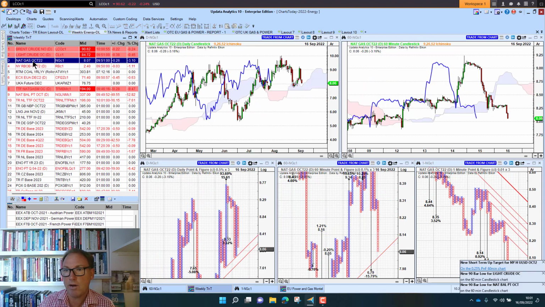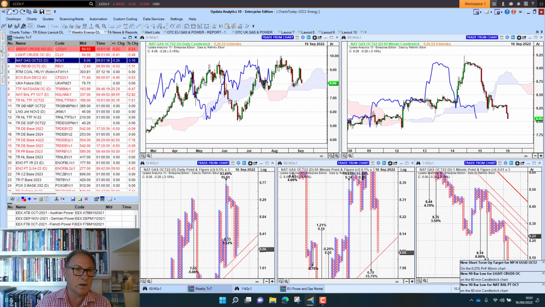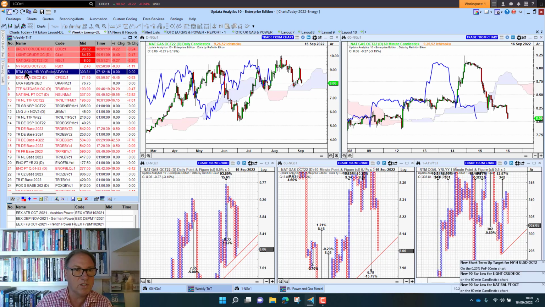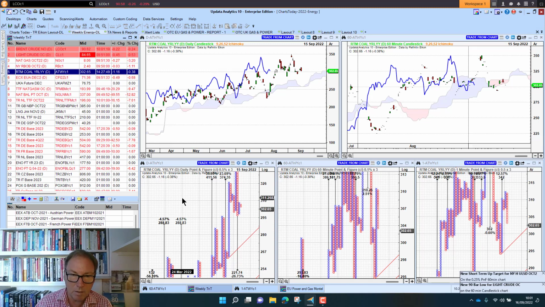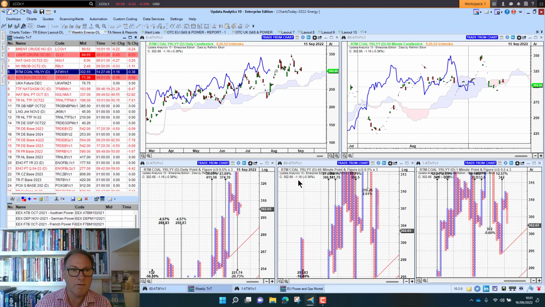US nat gas now off 3%, not looking as good as it was this morning. These new targets kicking in. We're now looking to downside there as well. Coal sitting steady above that $300 mark, so still looking very bullish there on coal. This is the daily and the 60-minute chart. This is my medium term, short term, and very short term.